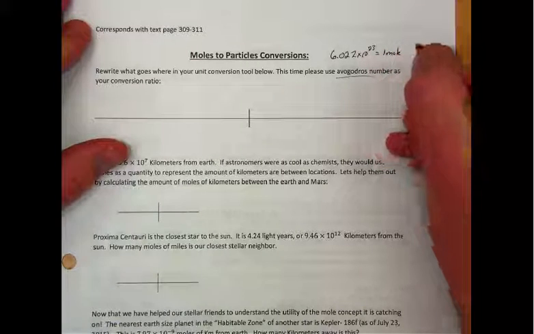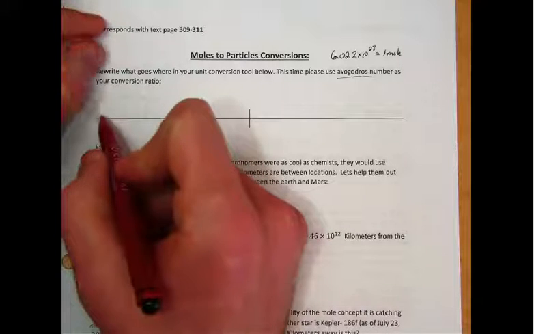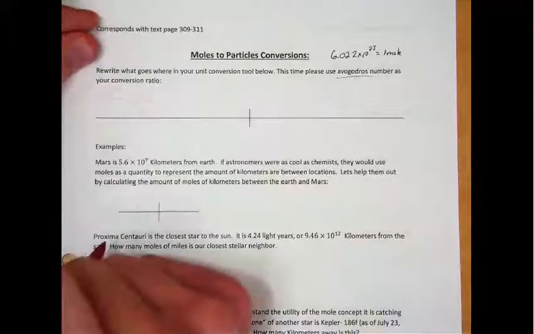Now, as we recall from lecture, the mole is just like a chemist's dozen. So as a dozen is to a store owner, the mole, which is 6.022 times 10 to the 23rd, is to a chemist. It's just simply a quantity, so it can be used to describe almost anything, but usually chemists tend to describe either molecules or atoms. So down here below, we're going to recall what goes where in our unit conversion tool.